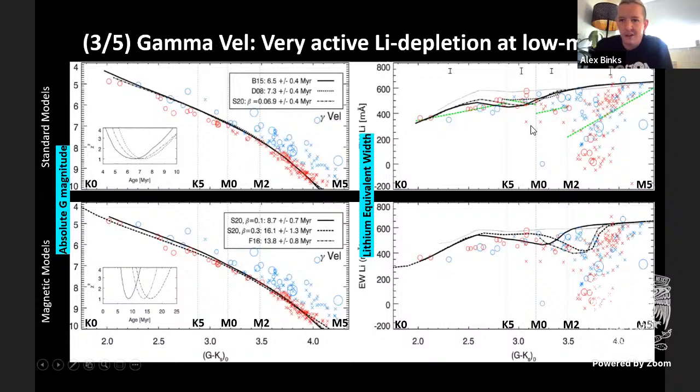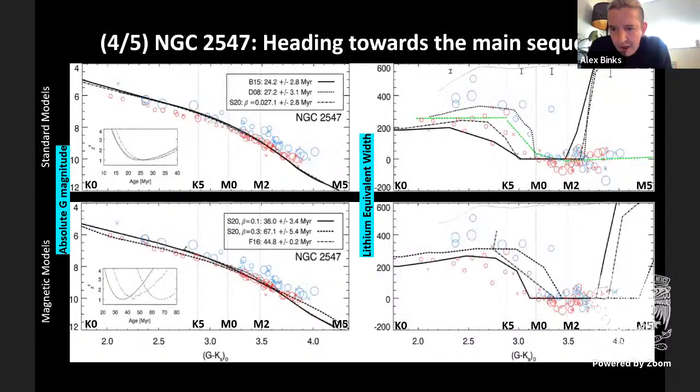But when we go to the lithium plot now, we see that the models predict absolutely no lithium depletion in the standard models. And we're starting to see some depletion predicted for gamma Vel, but nowhere near enough to cover this kind of mid M-dwarf sequence where you've got a range from 0 to 600 milliangstroms, which is effectively fully depleted to not depleted at all.